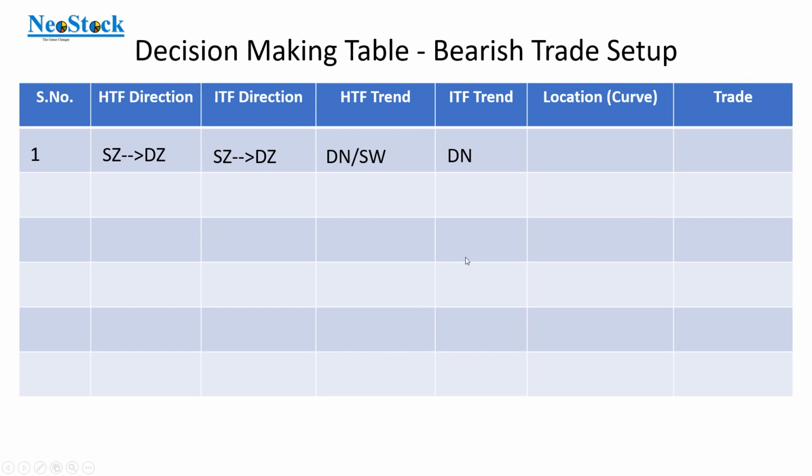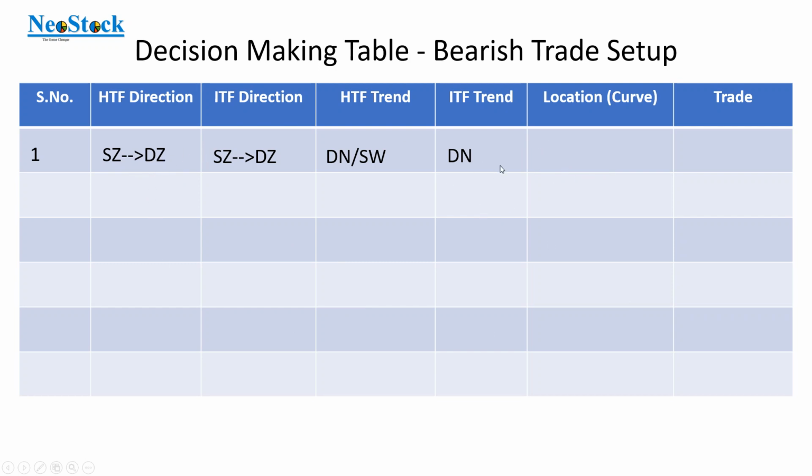So these are the thumb rules. What are the thumb rules? ITF direction in all these rows should be ITF supply zone to ITF demand zone. HTF trend in all these rows is either downtrend or sideways. Similarly, ITF trend in all these rows should be downtrend. So these are the thumb rules. They should not be changed. Then what will be changed? HTF direction can be changed and the location also will be changed depending on these rules.